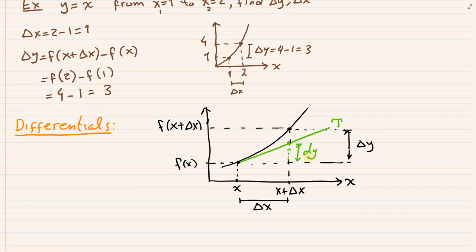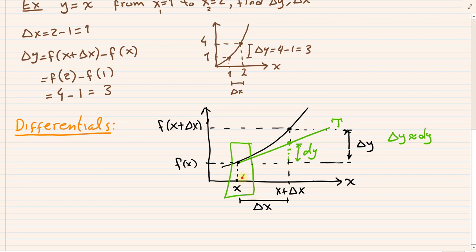Of course, delta x doesn't change whether I use the tangent line or I actually go from one point to the next point. What we would like to do is approximate. We're going to say delta y is approximately equal to dy, particularly if delta x is close to x. Focus on this portion.